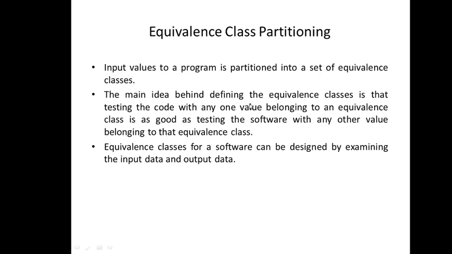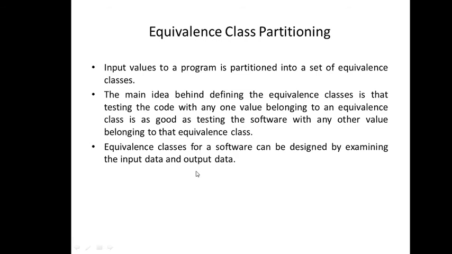So the main idea behind defining the equivalence class is that testing the code with any one value belonging to an equivalence class is as good as testing the software with any other value belonging to that equivalence class. That means, say, if I have a class 1 and it has 10 inputs, if I test with just one input, it will give the same behavior. If I check for the 10th input, it will also give the same behavior. So it's not required to check all the 10 inputs. Only one or two are practically good enough. So equivalence classes for a software can be designed by examining the input data and the output data.